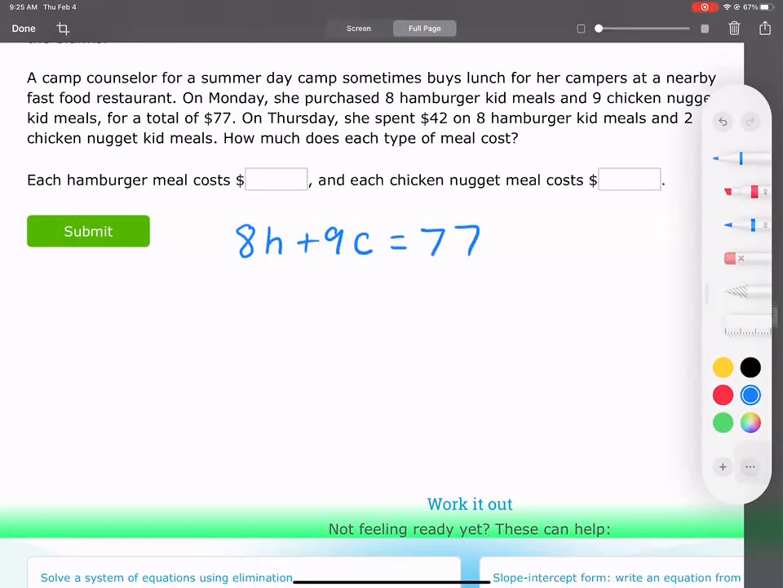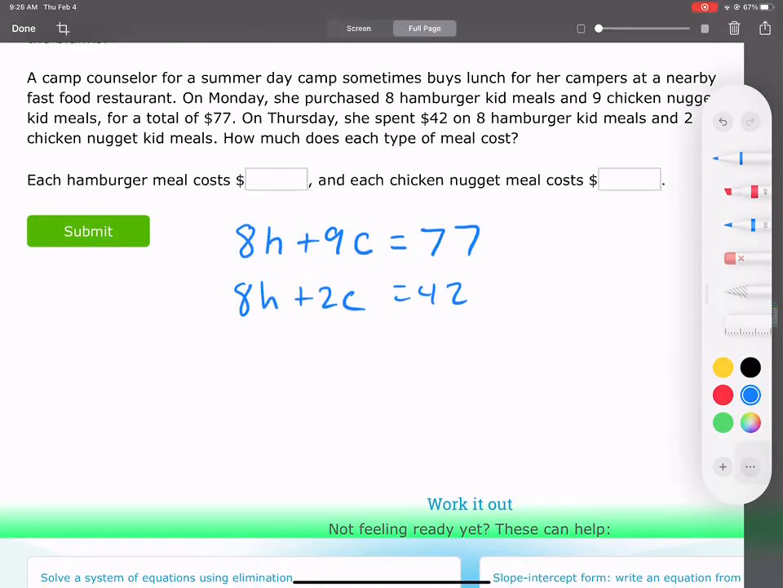We have 8 times some type of hamburger price and 9 times some type of chicken price, and this added up to $77. On Thursday, she spent $42, but she bought 8 hamburger kids meals and she bought 2 chicken nugget kids meals. How much does each type of meal cost?